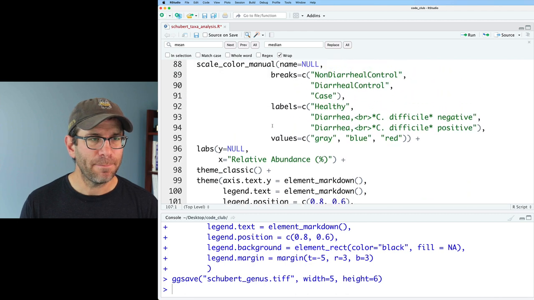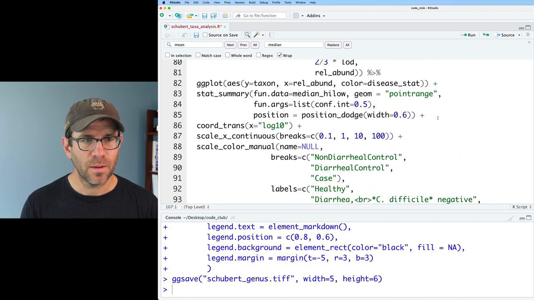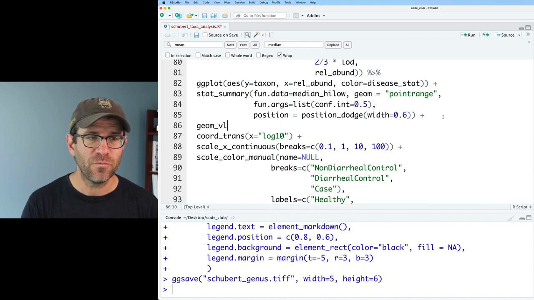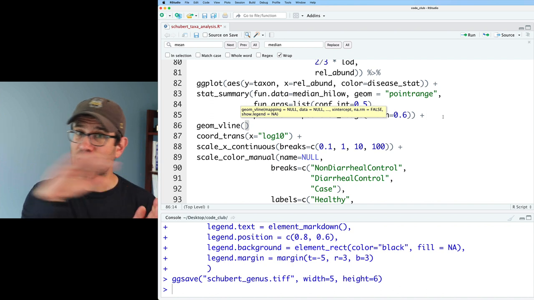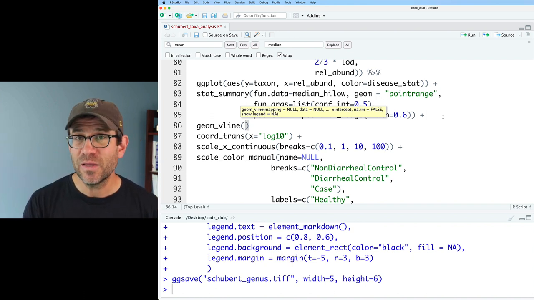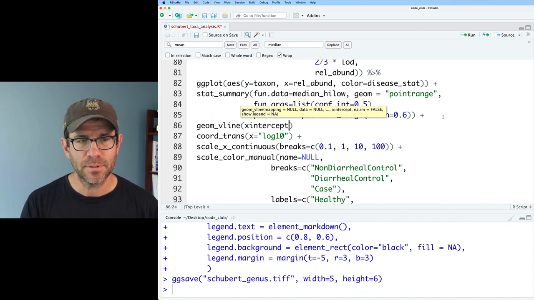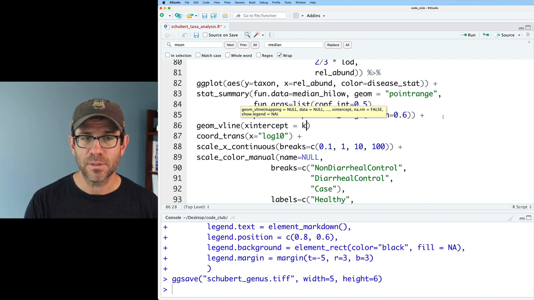I will do that back up here. I'm going to put that after my stats summary. I'll do a geom_vline, and geom_vline will draw a vertical line. geom_hline will draw a horizontal line. geom_vline's argument is xintercept, and then I will say equals limit of detection.